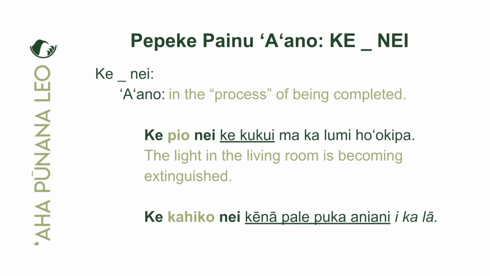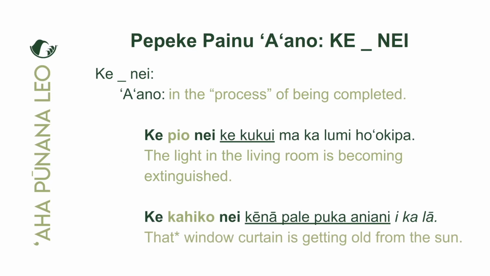Pale puka aniani is the word for curtain. Remember again, when we use ʻaʻano verbs, we usually have the reason why that's happening, or the cause of it. In other words, that window curtain is becoming old because of what? I ka lā. By the sun, because of the sun, from the sun. So let's take a look at the unuhi, the translation. That window curtain is getting old from the sun.